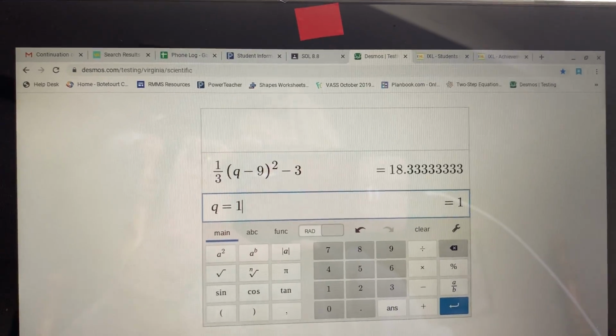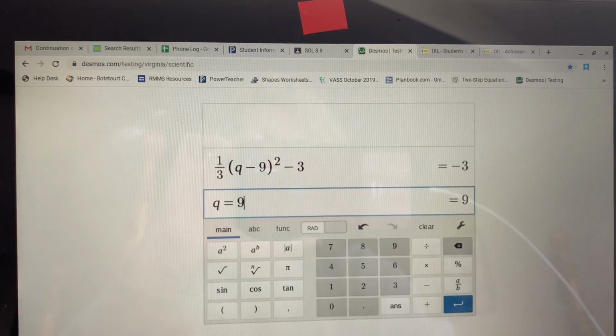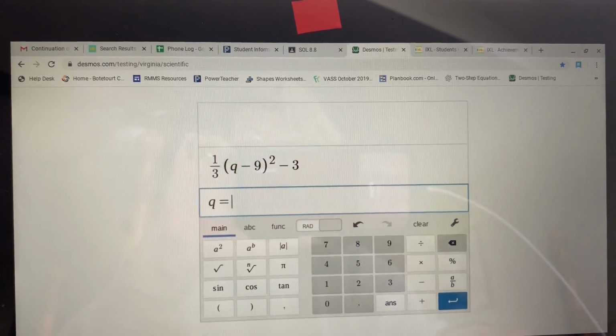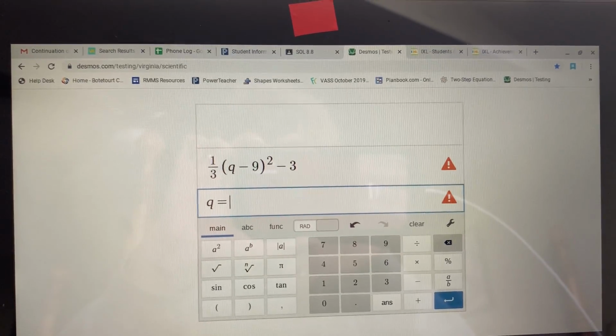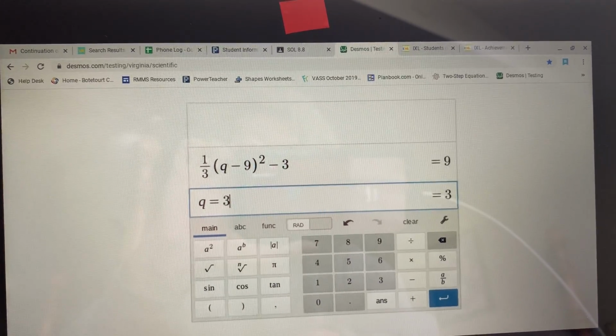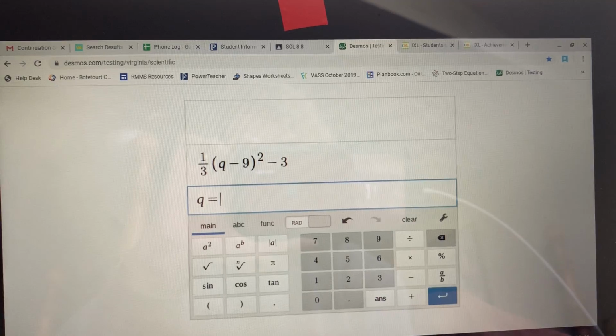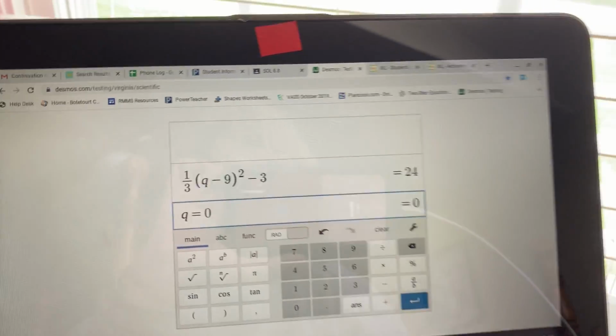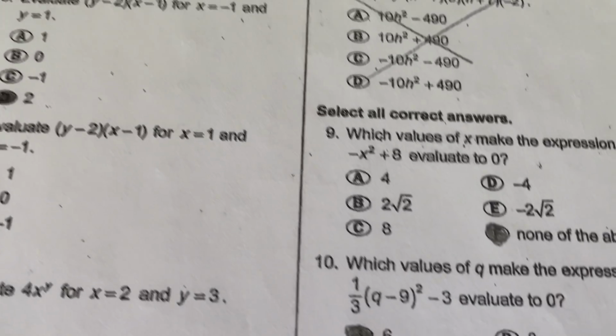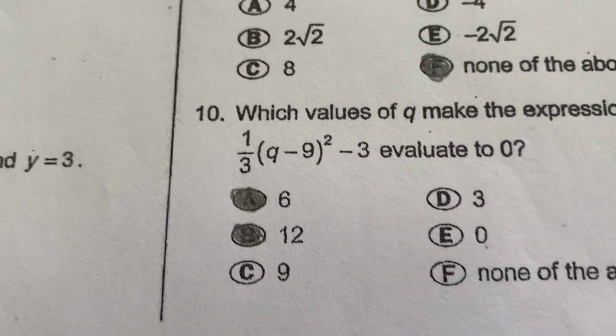Let's see, C, 9. All right, that one didn't work. D is 3. 3 doesn't work. E is 0. 0 doesn't work. So the answer for number 10 is just A and B.